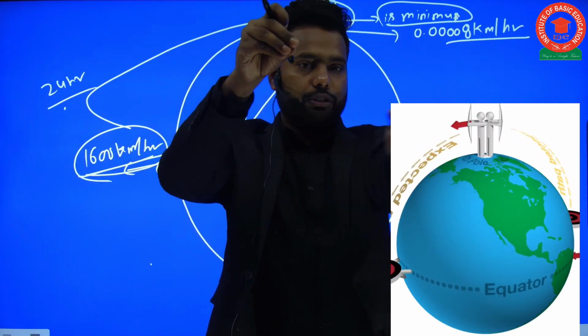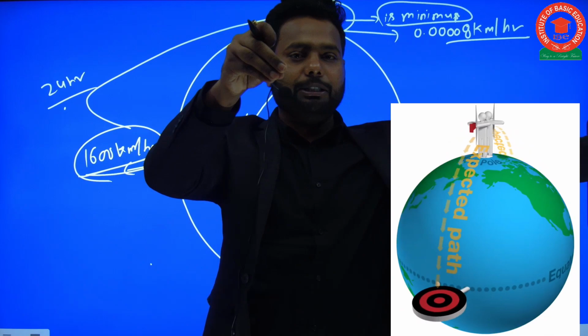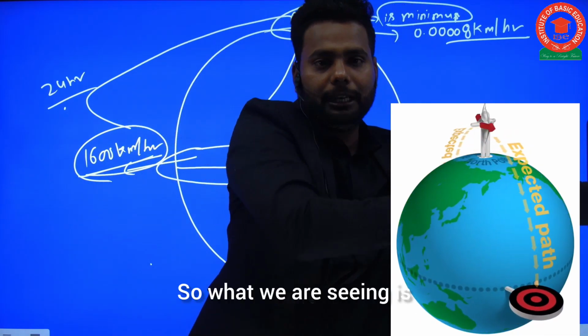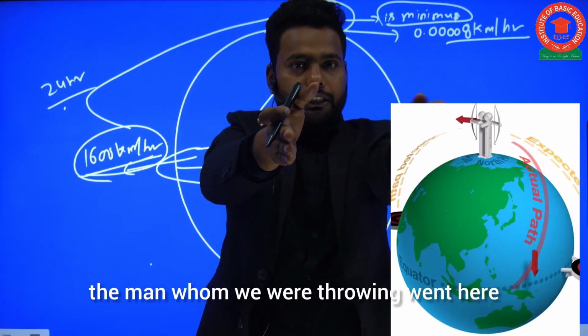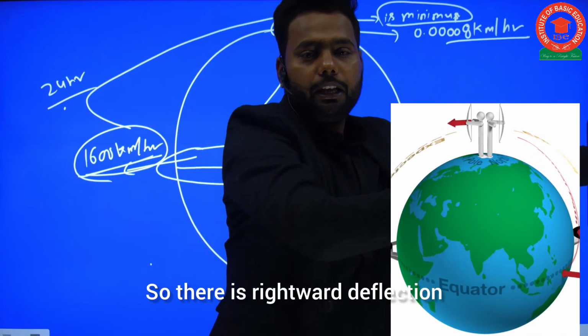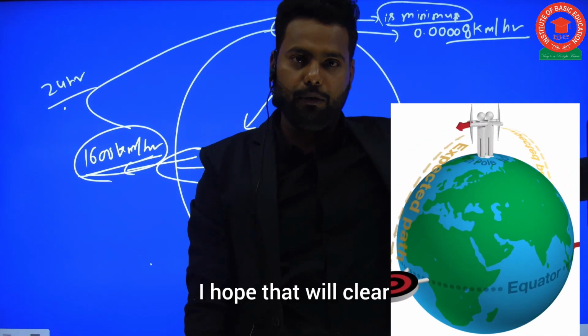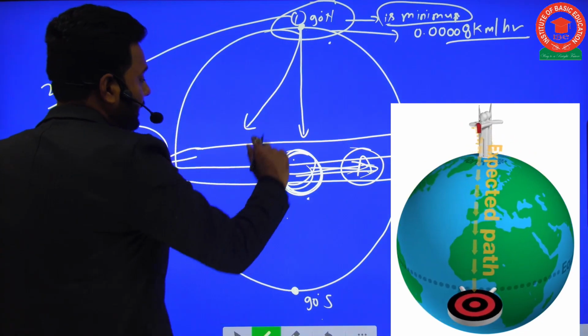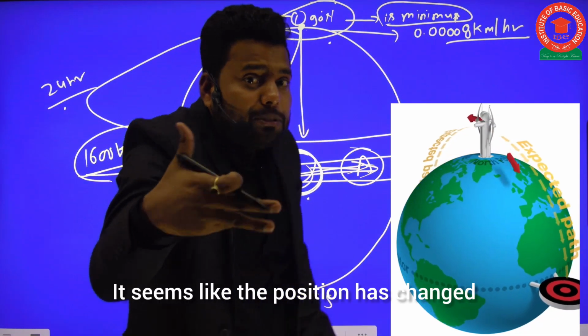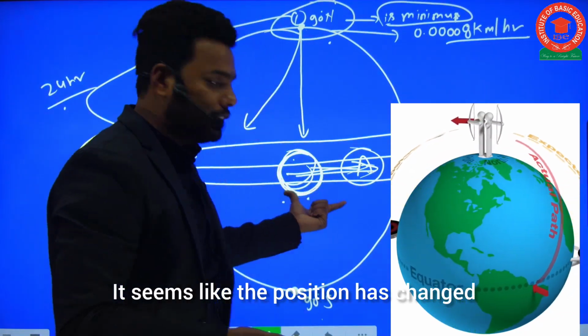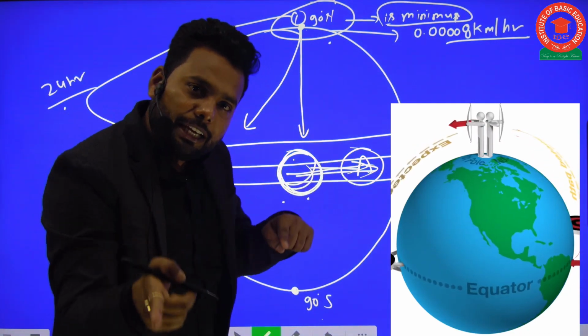देखो बॉल इस आदमी के कंपेयर में, देखो ये आदमी इधर चला गया, बॉल वहीं गिर रही है, तो हम क्या देख रहे हैं कि जिस आदमी को फेंक रहे थे वो तो इधर चला गया, बॉल यहीं गिर रही है, तो ये राइटवर्ड डिफ्लेक्शन हो रहा है. I hope that will clear. Due to this reason it seems like the position changed, इस वजह से हमें ऐसा लग रहा है, बॉल तो वहीं गिर रही है अभी भी.